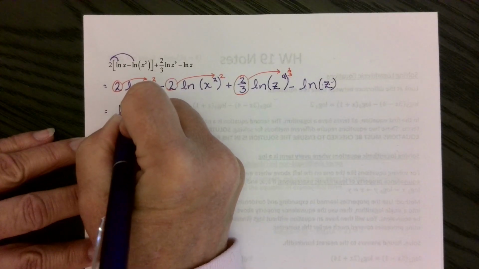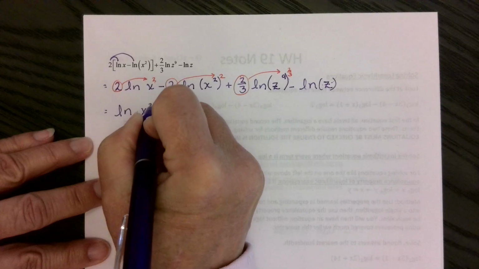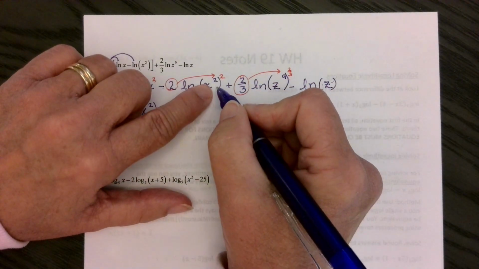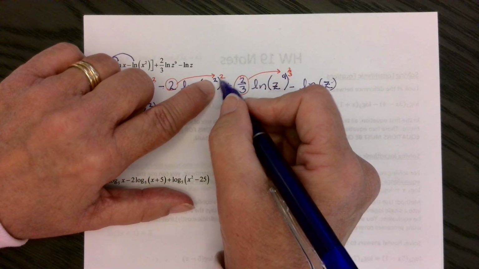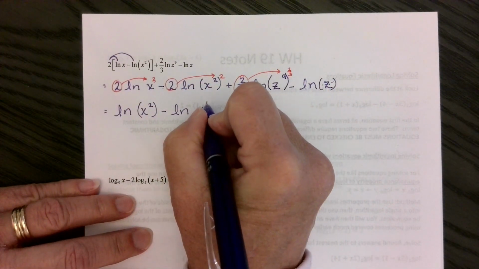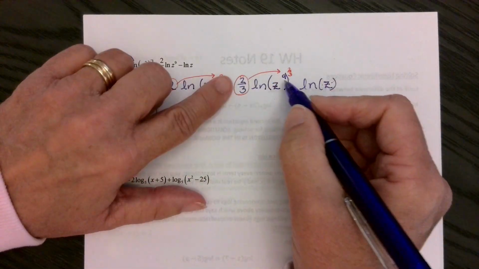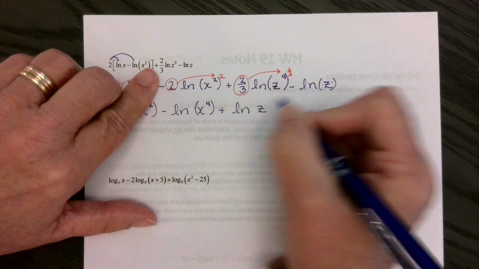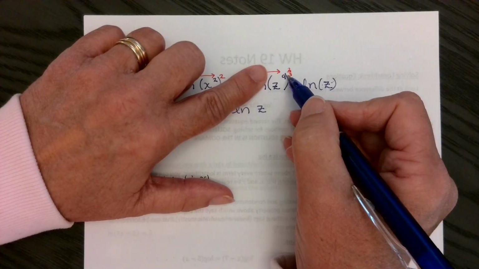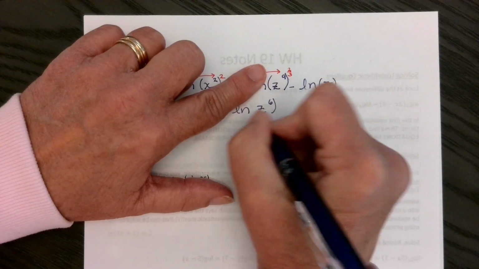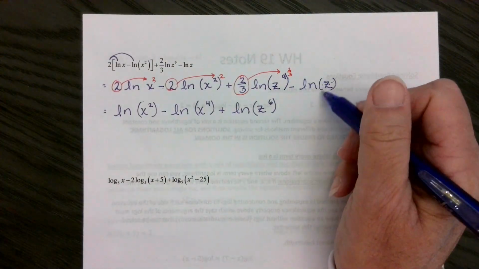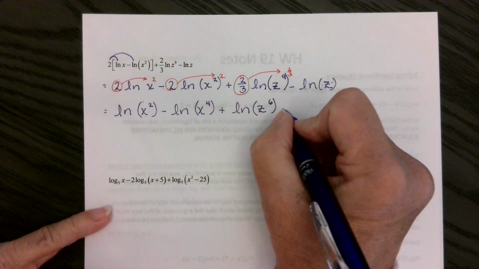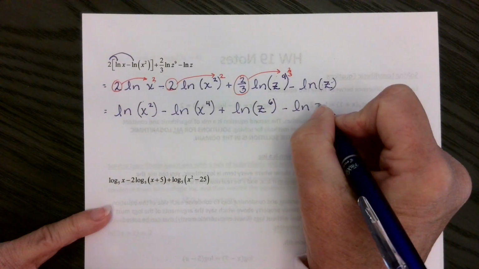So we're going to have natural log of x squared minus the natural log of, raising a power to a power, you multiply. So 2 times 2 is 4. So you're going to get x to the 4th. Right here, you're going to have plus natural log of z. Raising a power to a power, you multiply, and that's going to give us 6. Okay. And again, your calculator will do this for you if you're not really good at multiplying fractions. Minus the natural log of z.